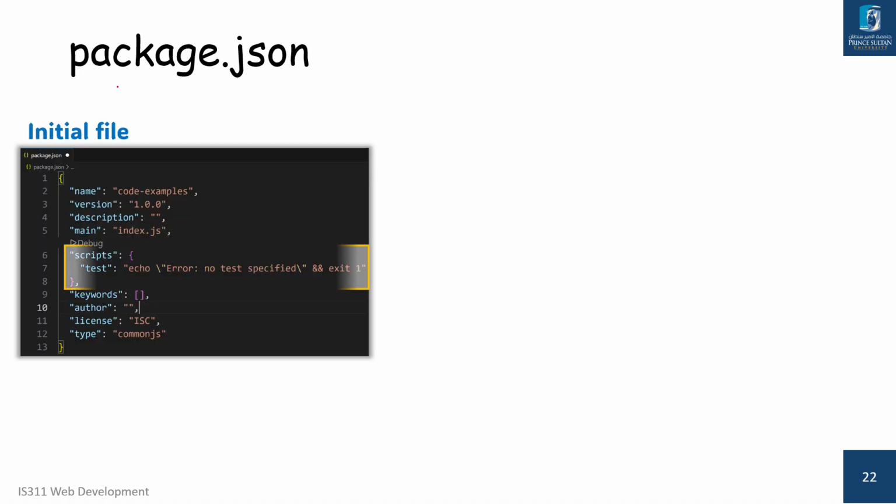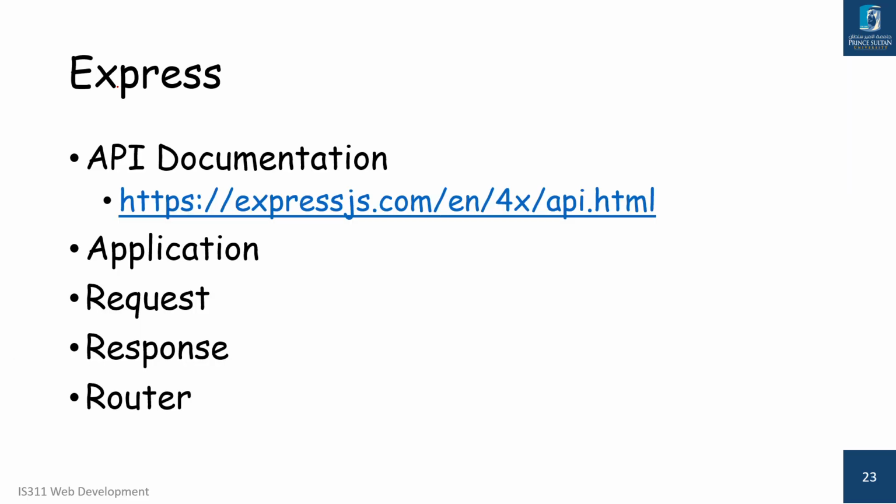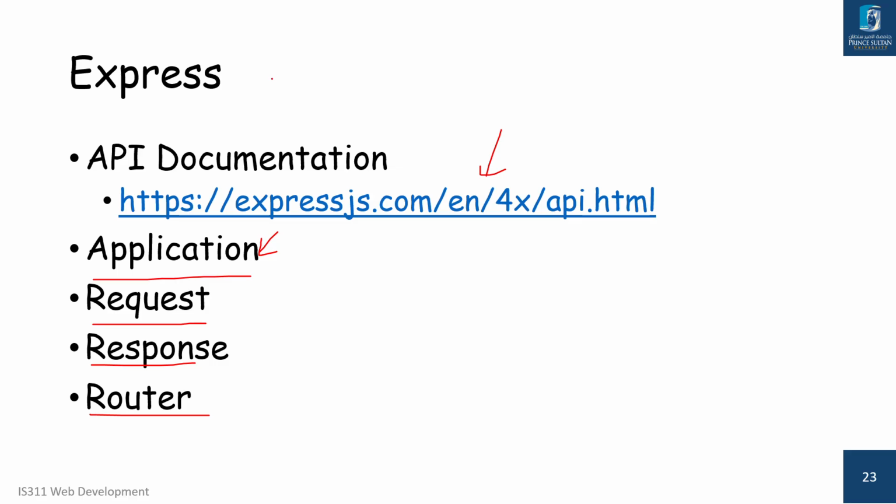Okay, so if we go back here, we need to change that script. We have already done all that. Then in Express we have the documentation. The documentation explains how we can use Express to build web applications. There are four main objects implemented inside Express. The first is the application, the one we have just created here. So that is a web application.